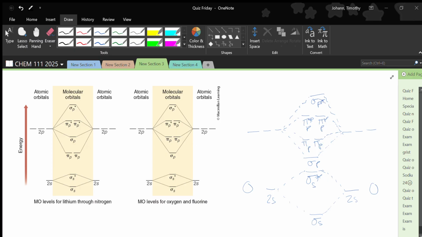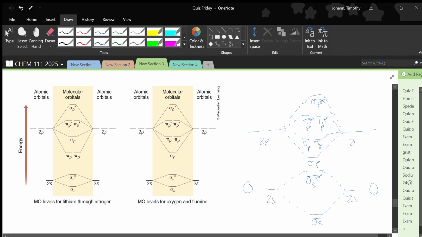So what I'm doing is I'm just doing this over on the left here. Oxygen, how many valence electrons do we have? So these are 2p's. 6, okay? So 1, 2, 3, 4, 5, 6. Unpaired there, but we're making a molecular orbital. 1, 2, 3, 4, 5, 6.